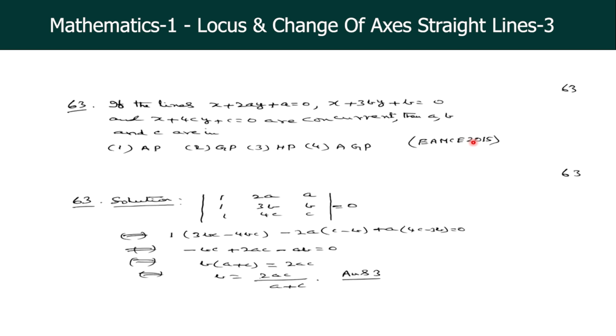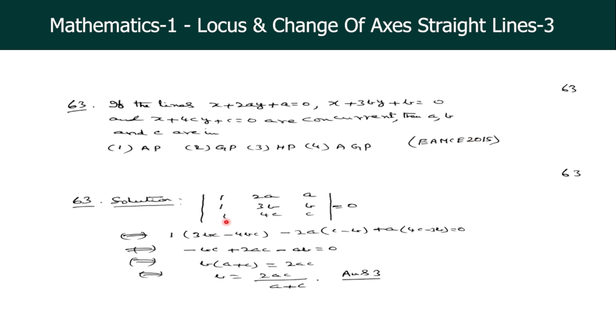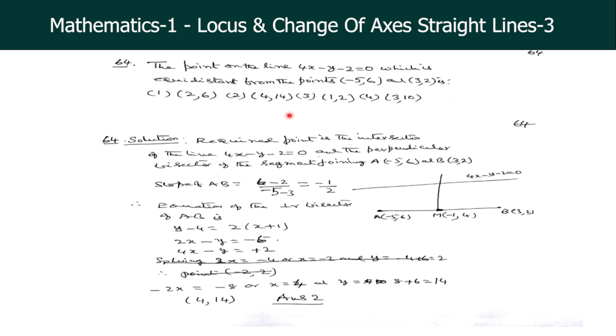And as I already told you, the condition for three lines to be concurrent is that the determinant formed by their coefficients is equal to 0. So here the condition is the determinant |1 2a 1; 1 3b b; 1 4c c| = 0. Now, if you expand it, then you will get b(a + c) = 2ac, or b = 2ac/(a + c), which shows that a, b, c are in harmonic progression, which is option number 3.